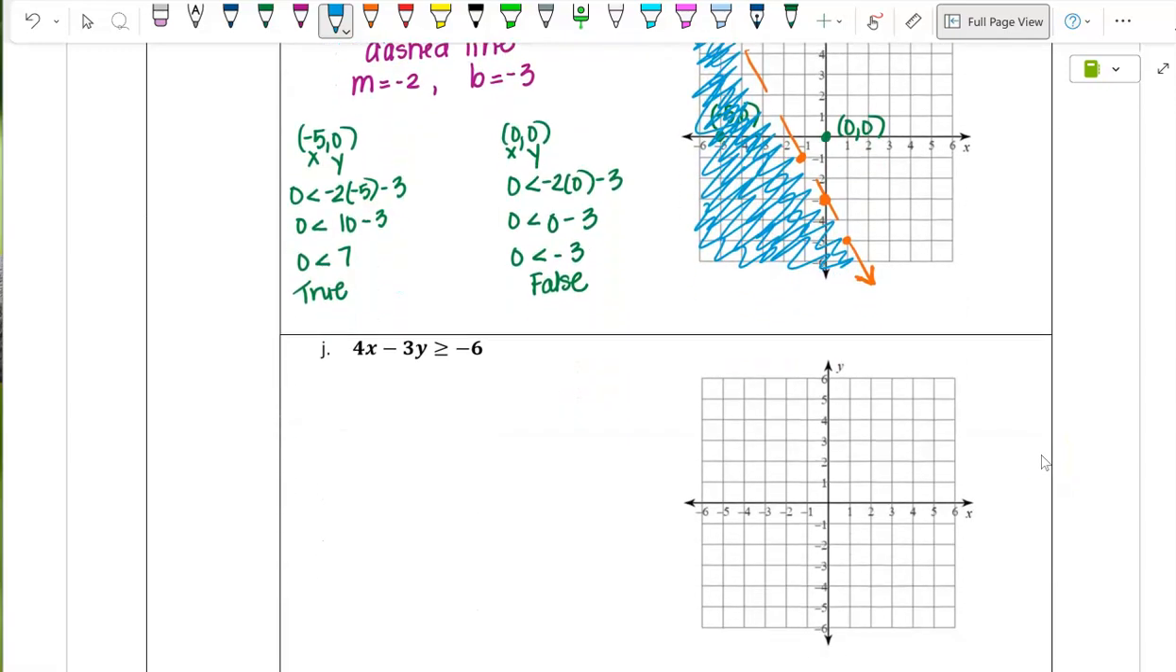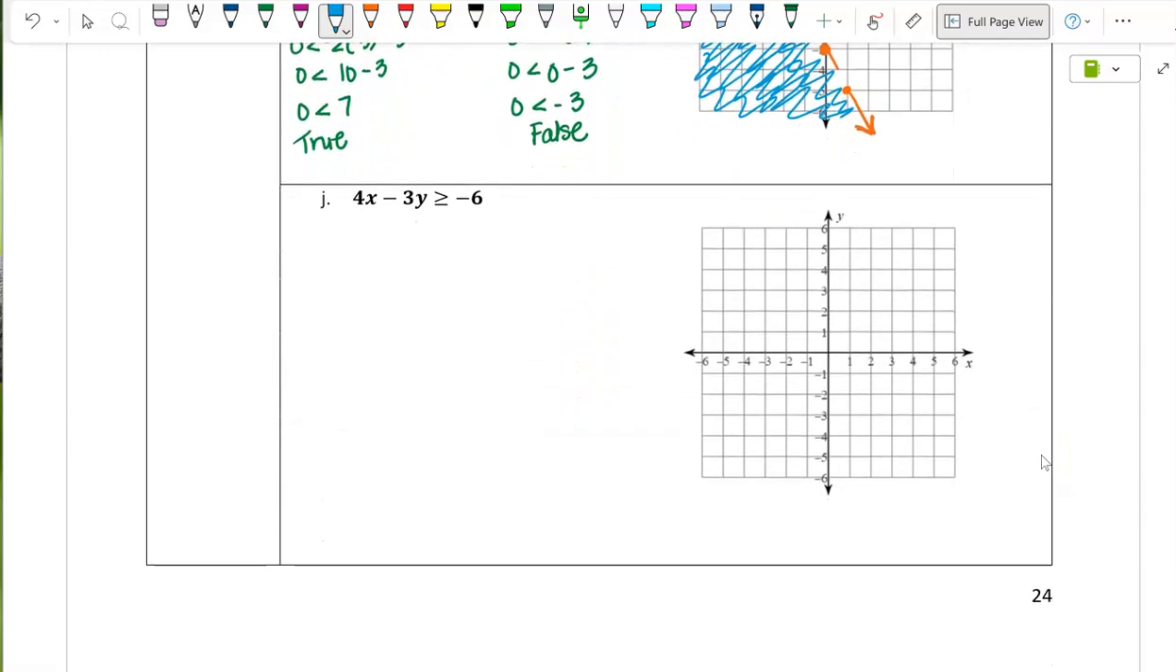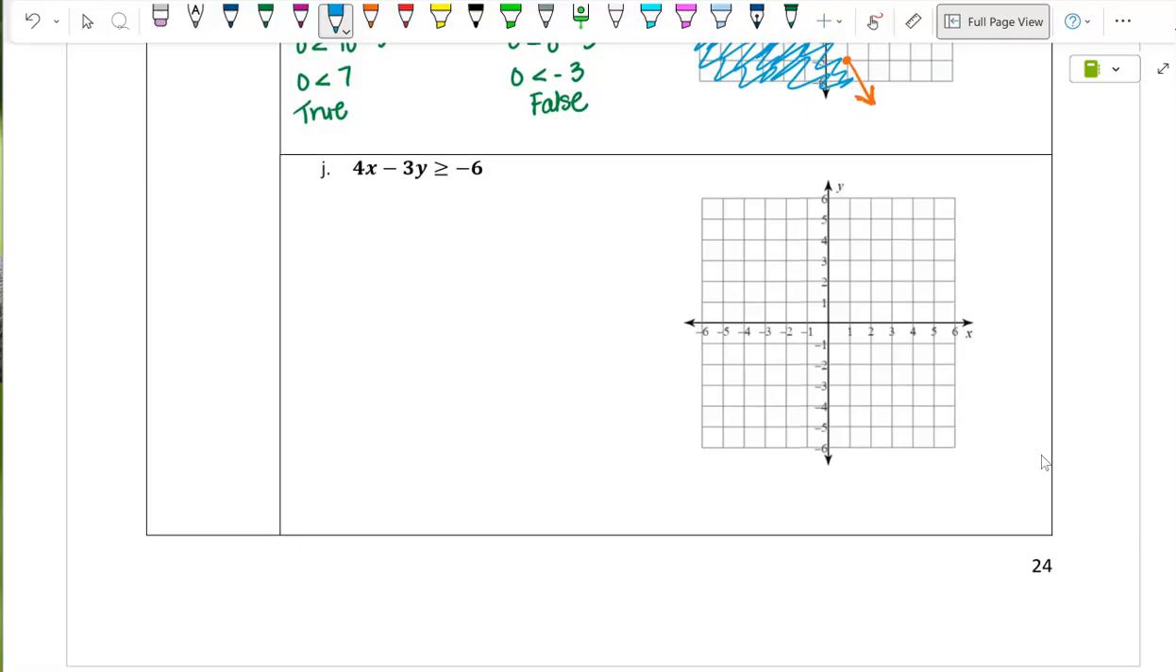All right, problem J, 4x minus 3y is greater than or equal to -6. Again, we are not in slope-intercept form, so our first step has to get it into slope-intercept form. So we're going to start by subtracting 4x from both sides. So we have -3y is greater than or equal to -4x minus 6.